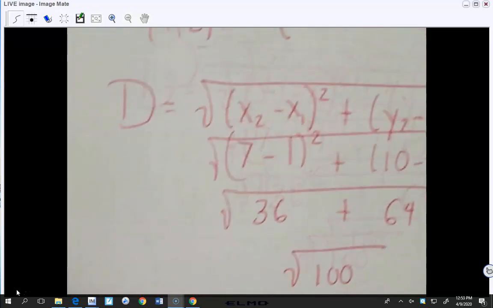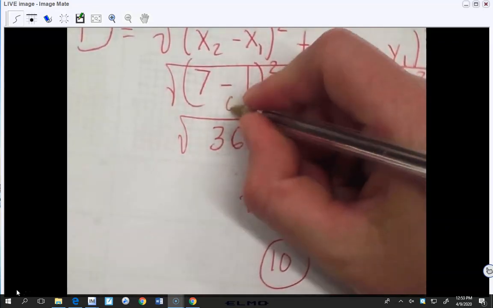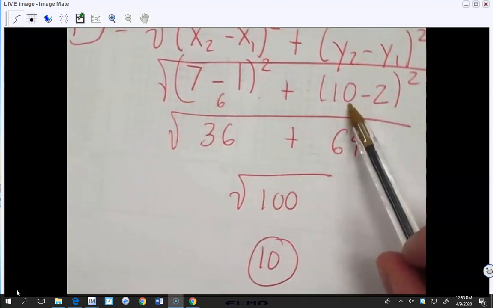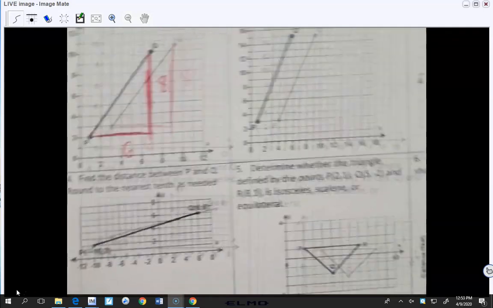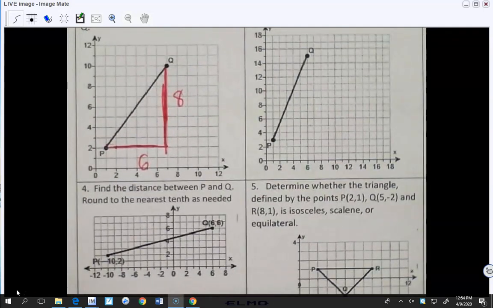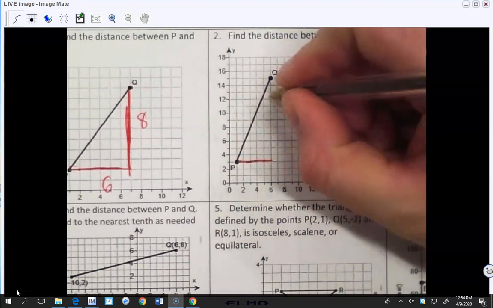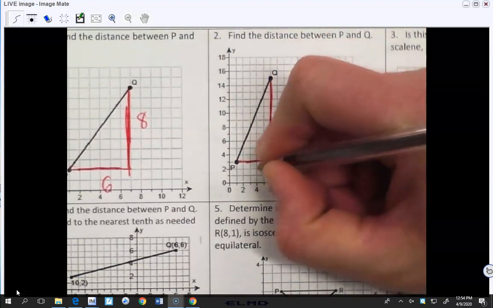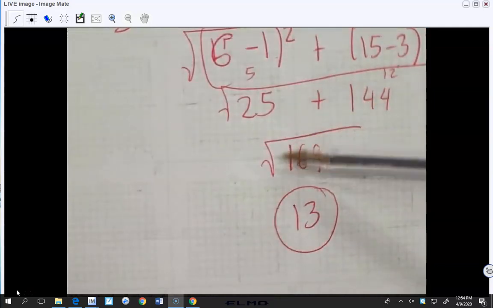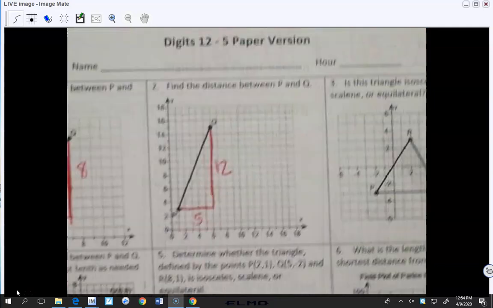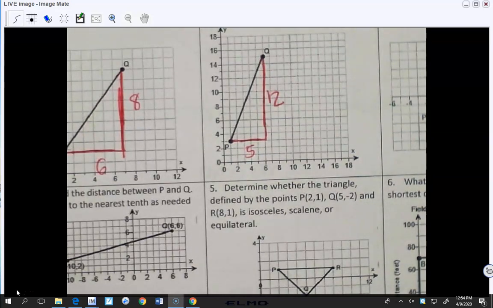Now, if we jump back to that problem, hey, look, there's my 6, that's 7 minus 1. And there's my 8, that's 10 minus 2 from the formula. So then I can just do 6 squared plus 8 squared using the Pythagorean theorem. So as a visual method, I can draw, this is 5, this is 12, looking at the problem we just did. There's the 5, there's the 12. And that is another method of doing it, is drawing the triangle.